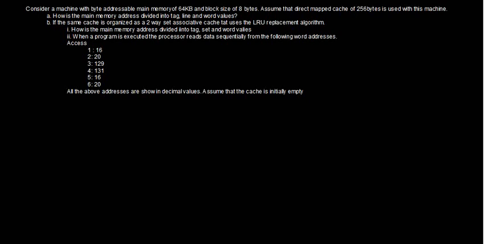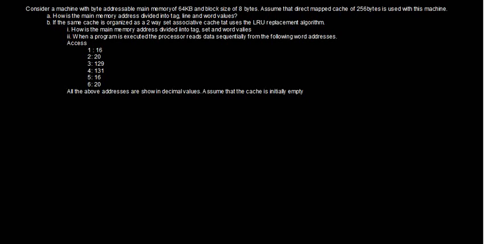Then if the same cache is organized as a two-way set associative cache, that uses least recently used replacement algorithm, how is the main address divided into tag, set, and word values? And when a program is executed, the processor reads the data sequentially from the following addresses. So we have access number 1, 2, 3, 4, 5, 6. These are decimal values. I didn't copy the full question here, but we're supposed to show whether each address is a hit or a miss.